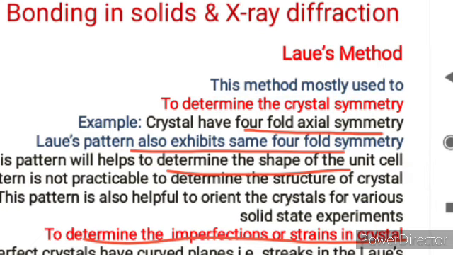That type of case shows that there is an imperfection in your crystal. And this is how the Laue method is useful for determining the crystal symmetry as well as imperfection or strain in the crystal, which is also useful for different solid state experiments. So this is one part of the Laue method.